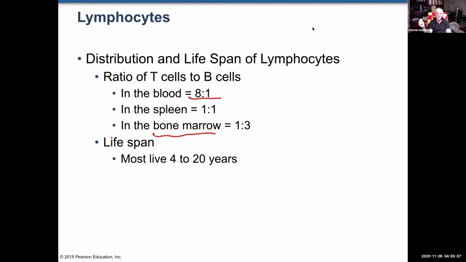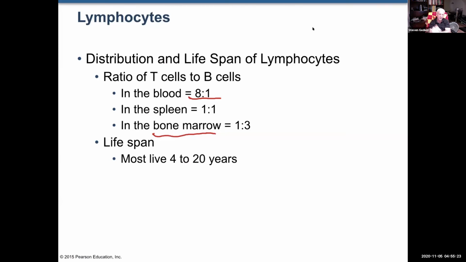So in the blood, there are more T cells floating around to destroy things. In the spleen, it's a 1:1 ratio where things are being recycled. In the bone marrow, there are more B cells than T cells, since the T cells have left to become immunocompetent in the thymus.